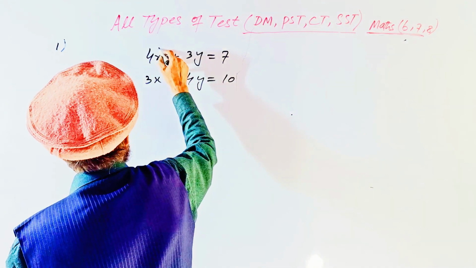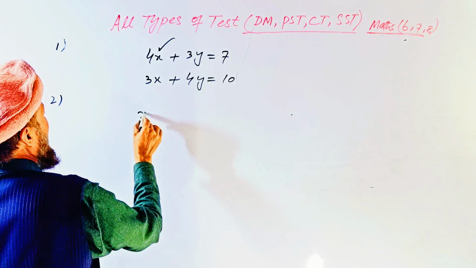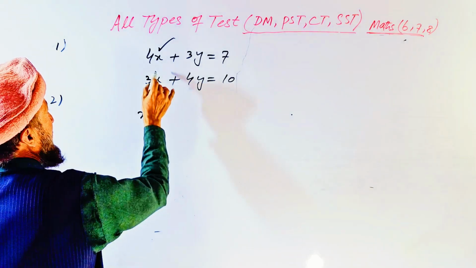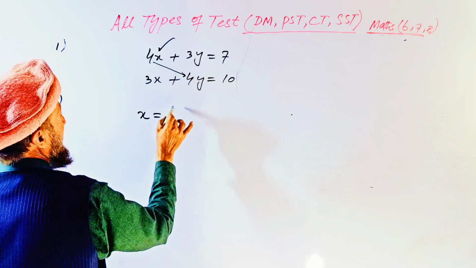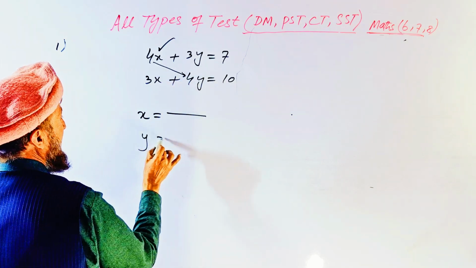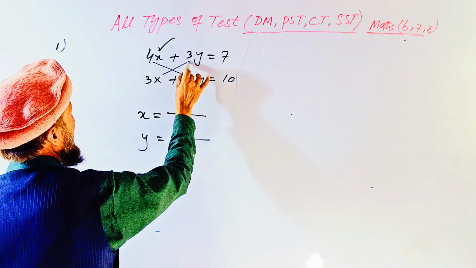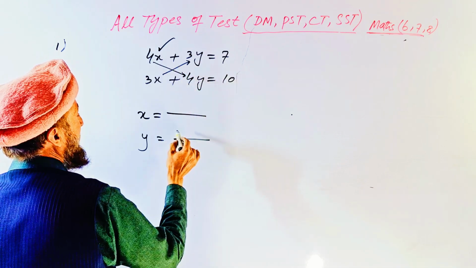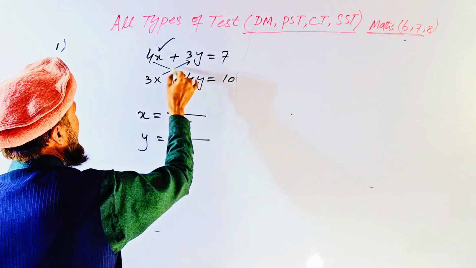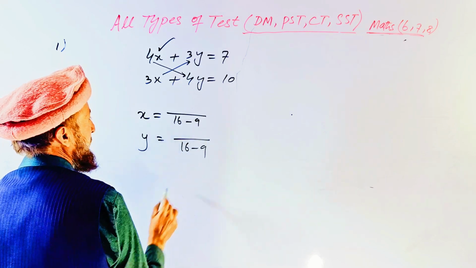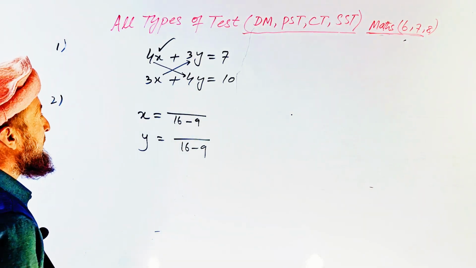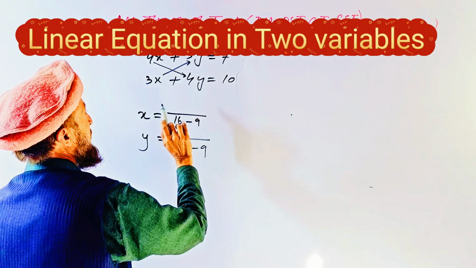If you are finding the value of x, look here, we use this formula. First we multiply the coefficient of this one by the denominator of y, and both must be the same. Look here, 4 multiplied by 4, 16, minus 3 multiplied by 3, 9, and both will be the same. Now we are finding the x value.